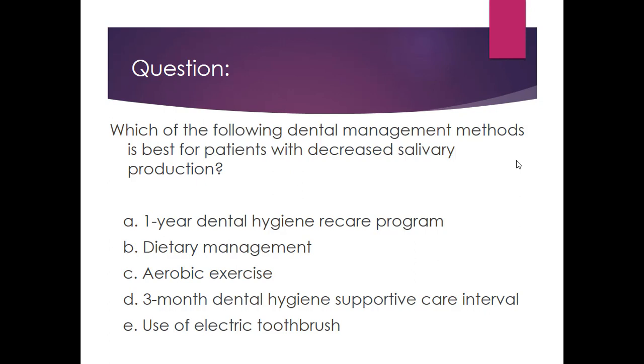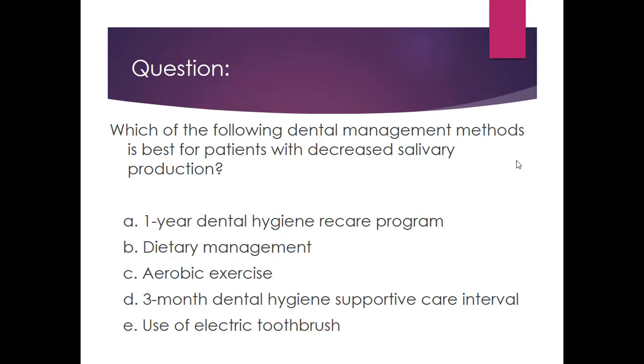So, a question for you. Which of the following dental management methods is best for patients with decreased salivary production? Is it one-year dental hygiene recare visits? Is it dietary management? Is it aerobic exercise? A three-month supportive dental hygiene care interval, or an electric toothbrush?